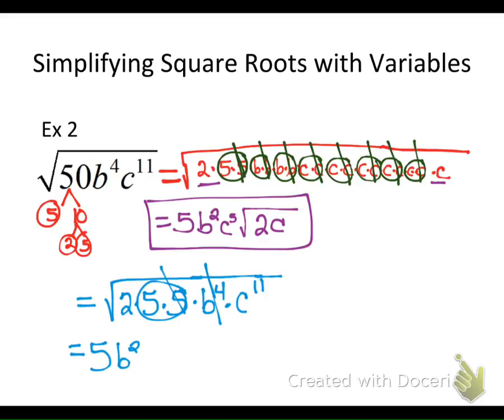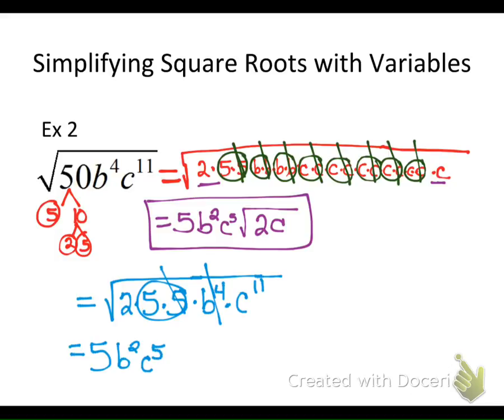So 11 is considered an odd number. If you have an odd number, that means you're going to be stuck with at least one c, or one variable, as a radicand still. So how many times can 2 go into 11 evenly? 2, 4, 6, 8, 10, right? How many times? 5. So on the outside, we're going to have c to the 5th.